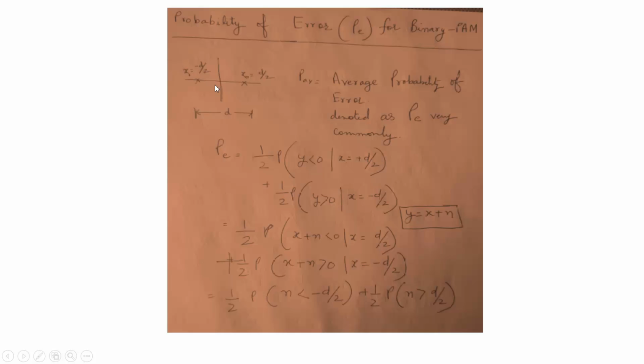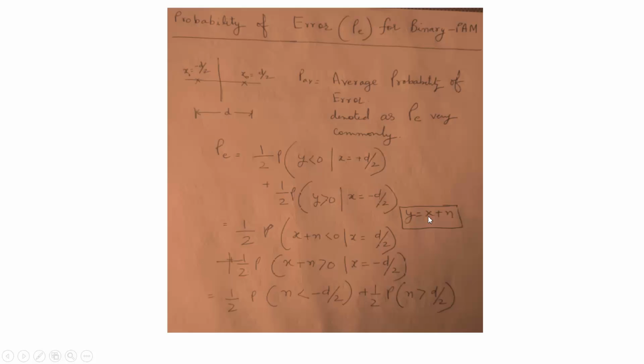Since the two points are equally likely, the probability will be half. So half the probability that y is less than 0, given x naught was transmitted, which is at a distance of d by 2, plus, when we transmitted x1, which is at a distance of minus d by 2, but we received an amplitude which is greater than 0, again we will make an error. So these two probabilities will add up.